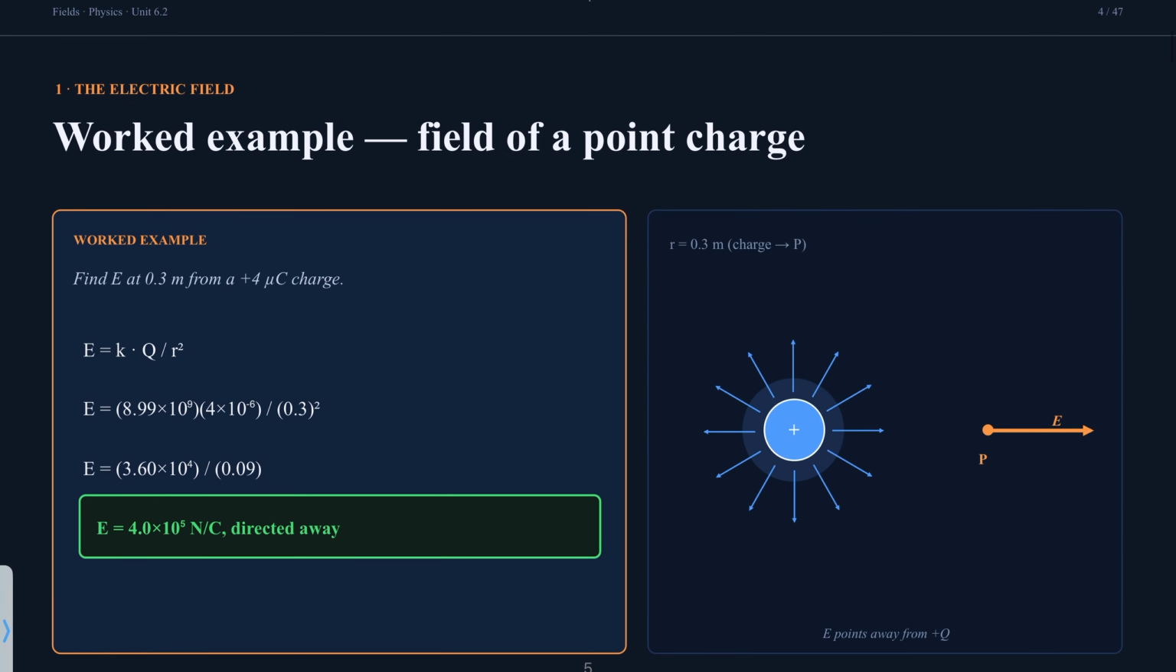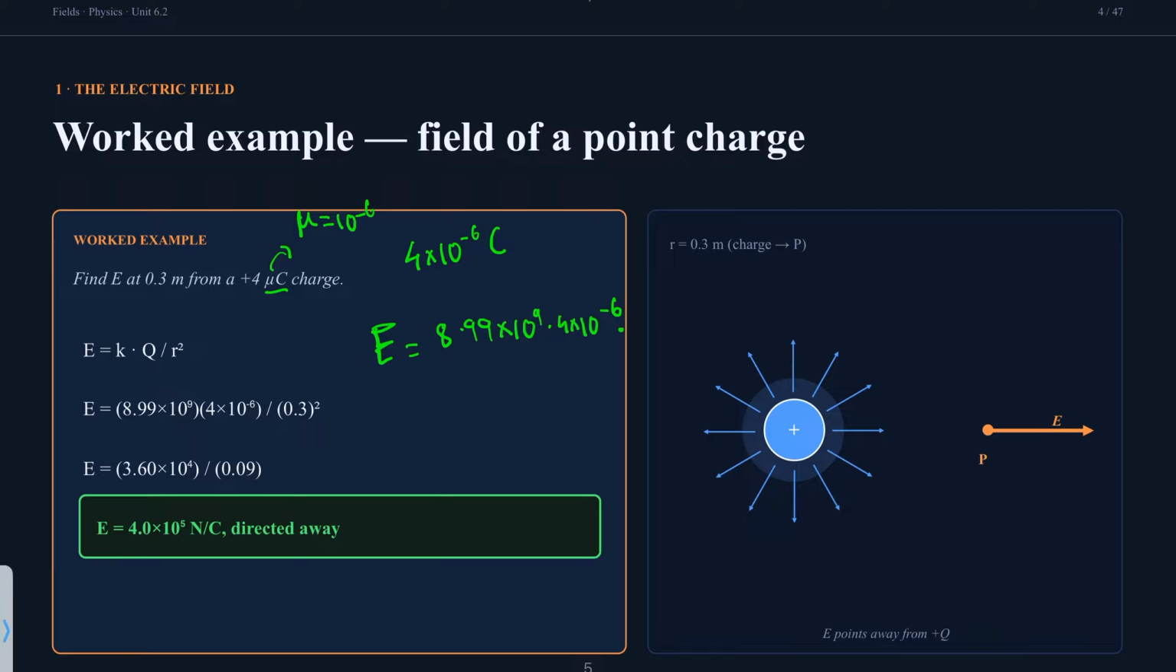Right, so let's take a look at this. We need to find E at 0.3 meters from a positive 4 microcoulomb charge. Micro is 10 to the negative 6, right? So this is 4 times 10 to the negative 6 coulombs. And if you need to find E, that's just K, 8.99 times 10 to the 9, times Q, 4 times 10 to the negative 6, times, well, that's it, right?